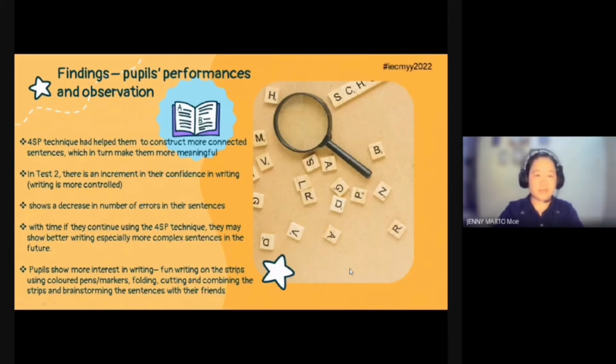Now, these are the findings that I've got from the pupils' performances and observation. I found out that the 4SP technique had helped them to construct more connected sentences, which in turn make them more meaningful. In test 2, there is an increment in their confidence in writing because now the writing is more controlled, and it shows a decrease in the number of errors in their sentences, which I believe with time, if they continue using the 4SP technique, they may show better writing, especially more complex sentences in the future.